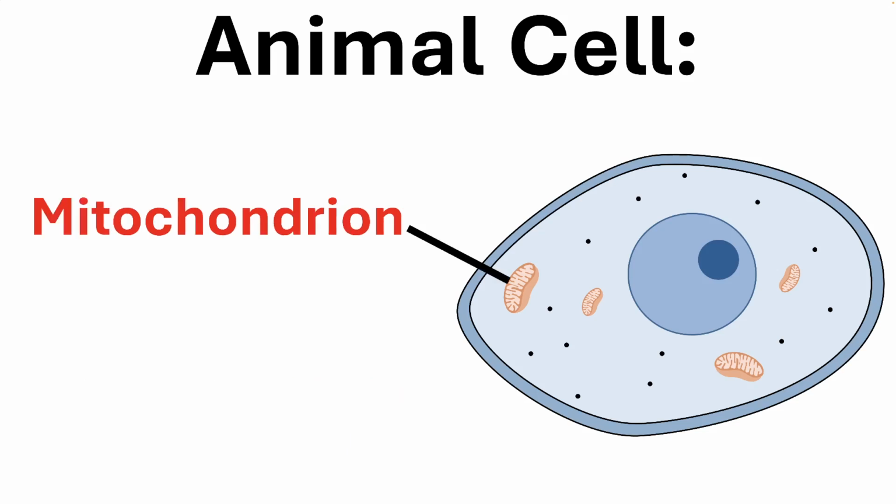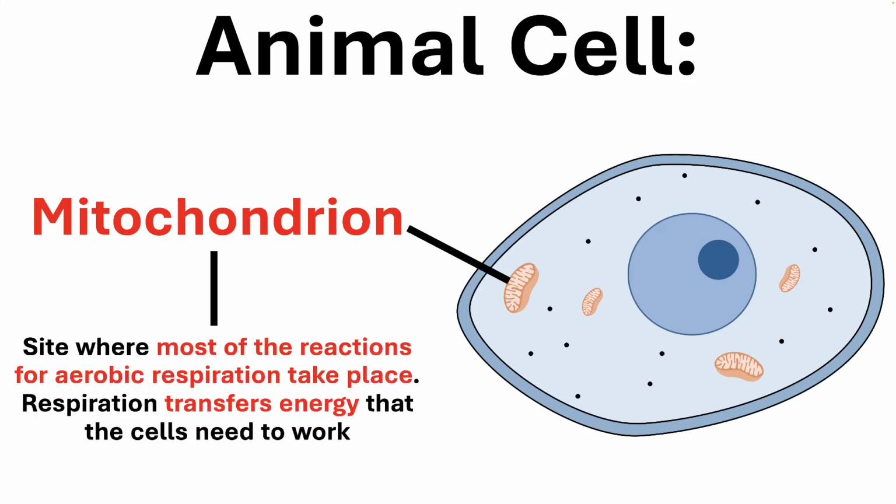And then we've got the mitochondria, or in this case, a mitochondrion, because it's singular. You might have heard of these somewhere as the powerhouses of the cell, but forget that definition, because it's not really true, and unfortunately your exam board doesn't accept it for an answer. Anyways, mitochondria are small organelles where most of the reactions for aerobic respiration will take place. And this aerobic respiration transfers the energy that the cells need to work.